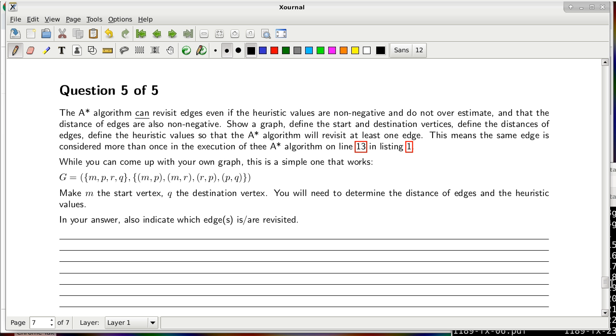Okay, this is a typo, not "the". Okay, of the A-star algorithm on line 13 of listing 1. While you can come up with your own graph, this is a simple one that works. So you just have to use this graph and find out what distances and what heuristic you should use in order to create that condition.